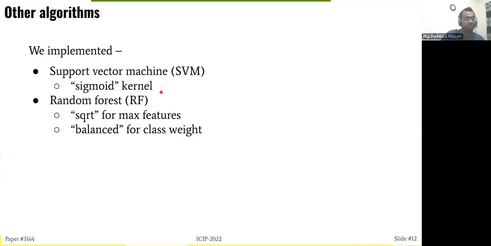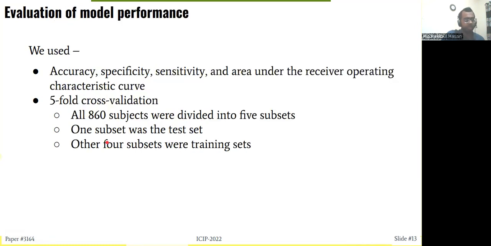Now, to compare our 3D CNN model's performance, we also implemented support vector machine algorithm with sigmoid kernel, and also random forest algorithm with sqrt max features and balanced class weight. To evaluate the model performance, we used accuracy, specificity, sensitivity, and area under the receiver operating characteristics curve. And specifically, we used five-fold cross-validation.